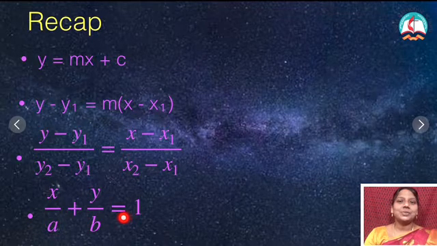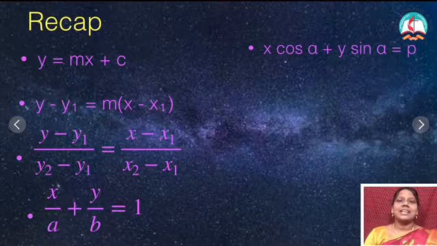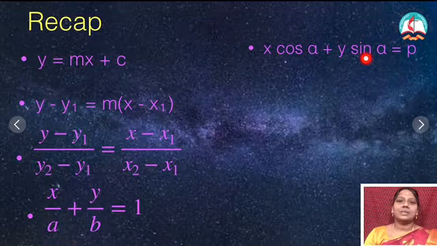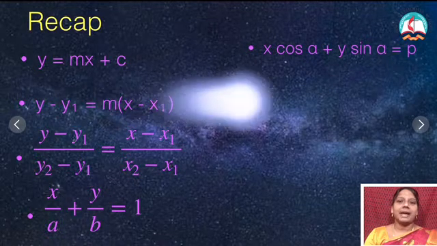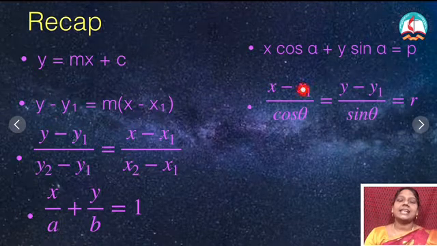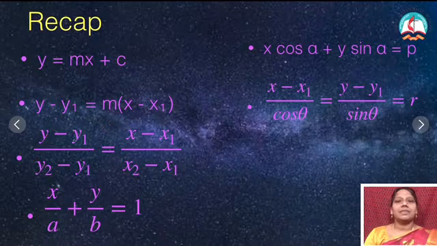And you learned the two new equations, right? The first one is the normal form, that is x cos alpha plus y sin alpha is equal to p. And then the second one is parametric form we learned, that is x minus x1 by cos theta equal to y minus y1 by sin theta, which is equal to r. So using these straight line equations, we are going to solve some problems. Here we are continuing that.